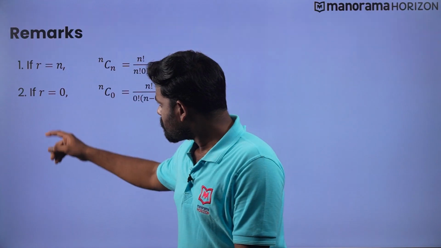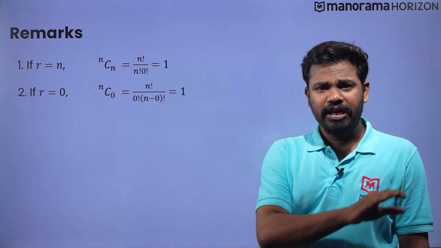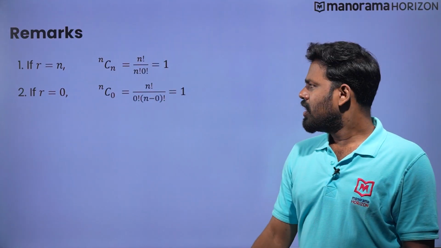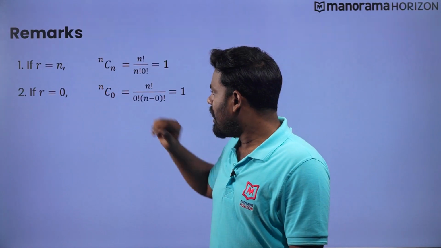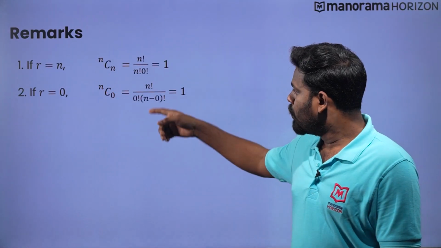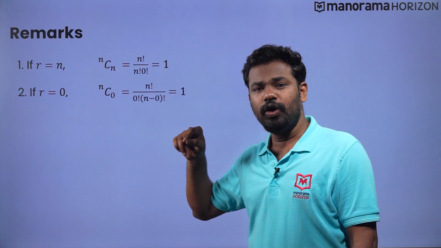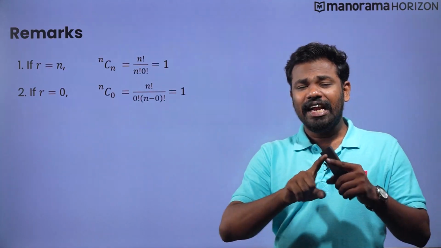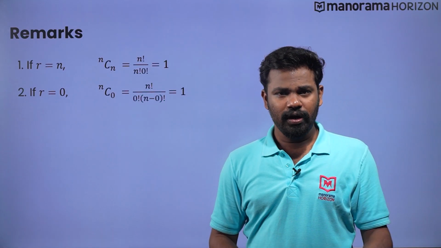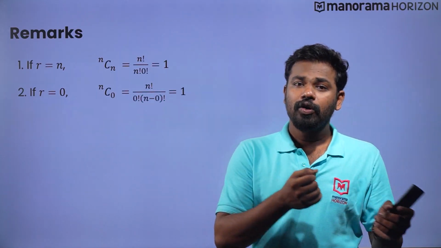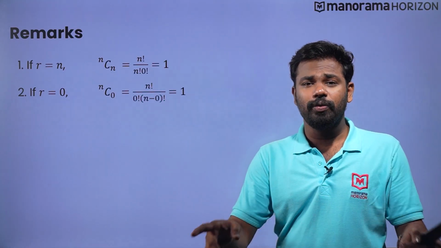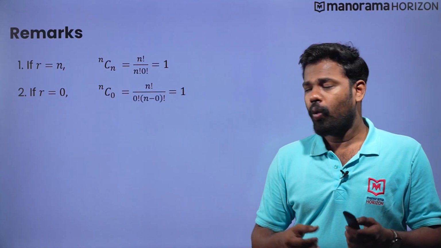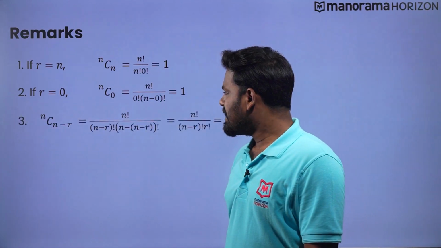And the next one, you have r is equal to 0. So that means you are not selecting anything from that. If you are not selecting anything from that, it is always nC0, which is n factorial by 0 factorial into (n minus 0) factorial, which is also again how much? 1. So when you are selecting all the objects from the given ones, it is 1 way. Also, when you are not selecting anything from the given objects, that is also in how many ways? 1 way only.